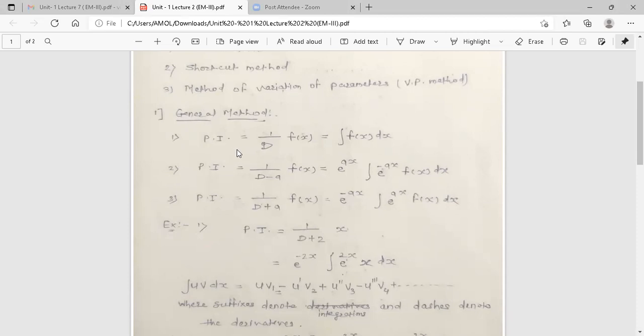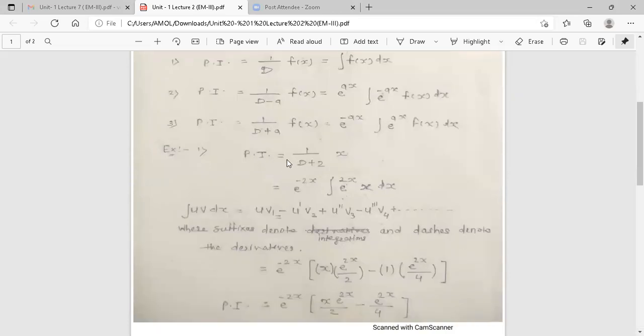Now, the rules for the general method. The first rule is PI is equal to 1 upon D into f of x. 1 upon D means you just integrate the function f of x with respect to x. Second is PI is equal to 1 upon D minus a into f of x, and the formula is it is equal to e to the power ax into integration e to the power minus ax f of x dx. The third formula is PI is equal to 1 upon D plus a into f of x, and it is equal to e to the power minus ax into integration e to the power ax f of x dx.